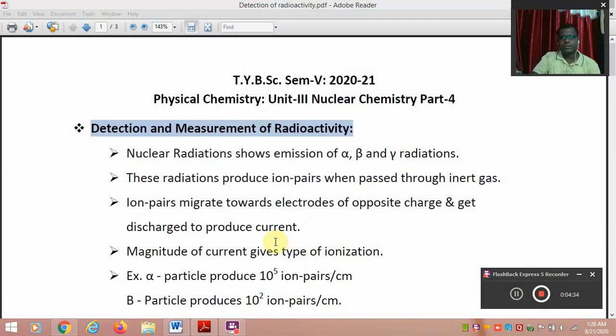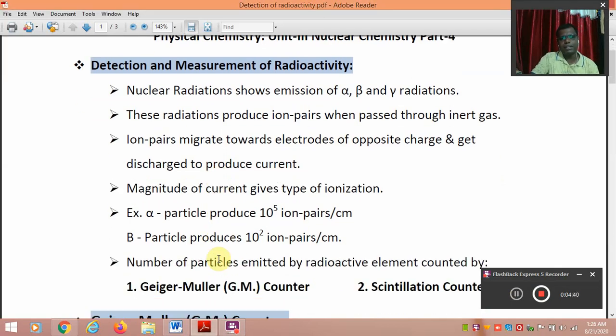In the same lecture, we have seen that alpha particles are able to produce around 10 raised to 5 ion pairs per centimeter, while beta particles are able to produce 10 raised to 2 ion pairs per centimeter.